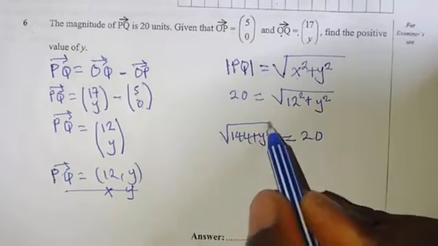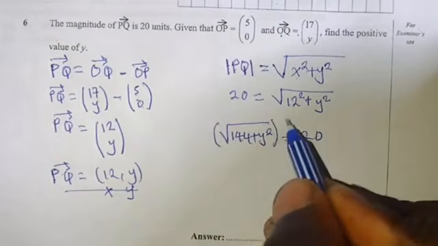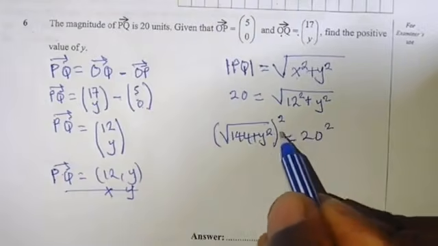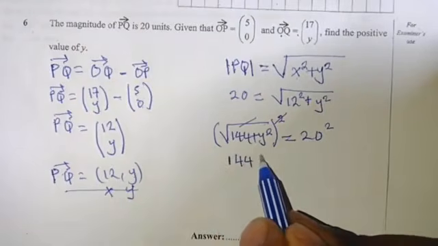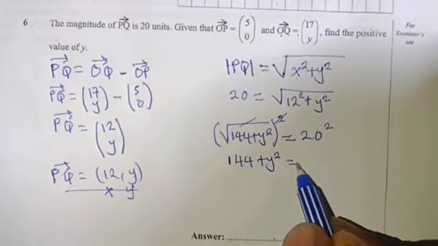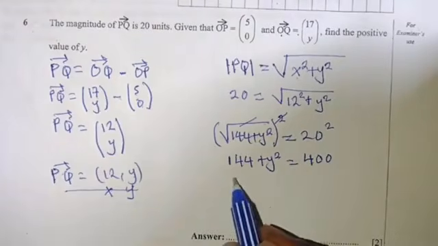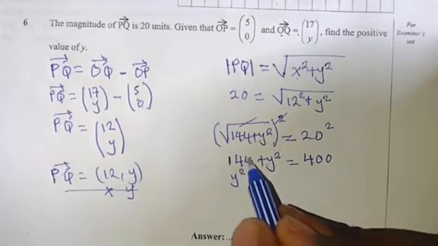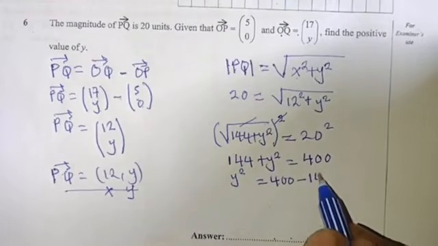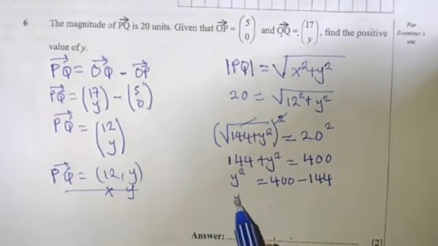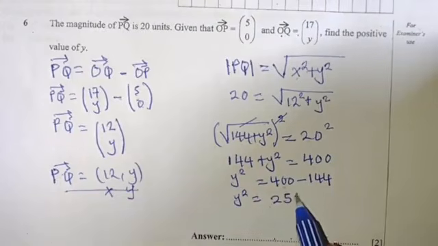Now you can see that everything here has a square root, so we need to get rid of the square root by introducing a power 2. Even here we introduce the power 2, so that the 2 and the square root cancel. You are going to remain with 144 plus y squared is equal to 20 squared, that is 20 times 20, which gives us 400. So we can collect the like terms. The 144 goes to this side, so y squared is equal to 400 minus 144. This gives us 256.